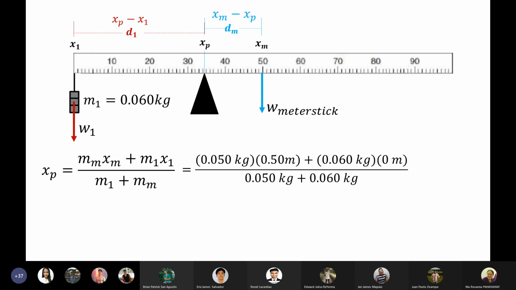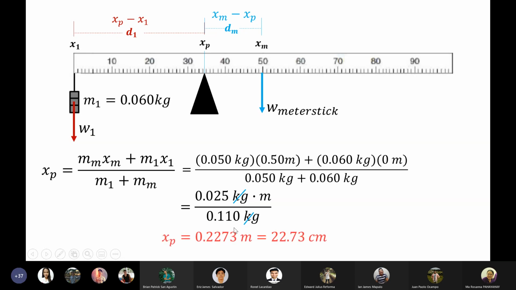Okay, 0 meters. So, ang pinag-uusapan natin dito is position points divided by their masses. So, that is 0.05 plus 0.06. So, this one, cancel ang kilogram. And the answer for the position is 0.2273 meters or 22.73 cm. So itong XP dapat nandito. Okay? Yun yung ating accurate position of our pivot.